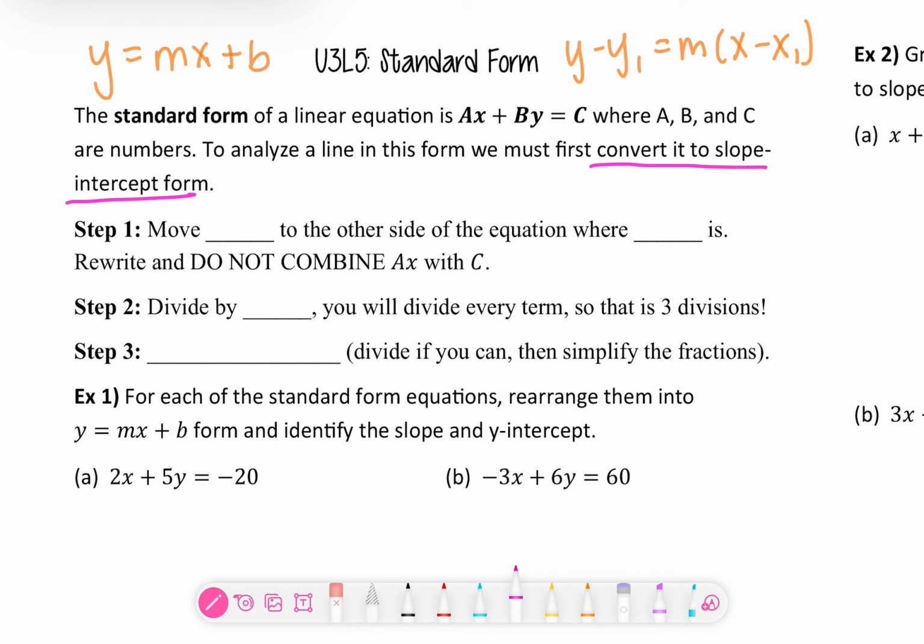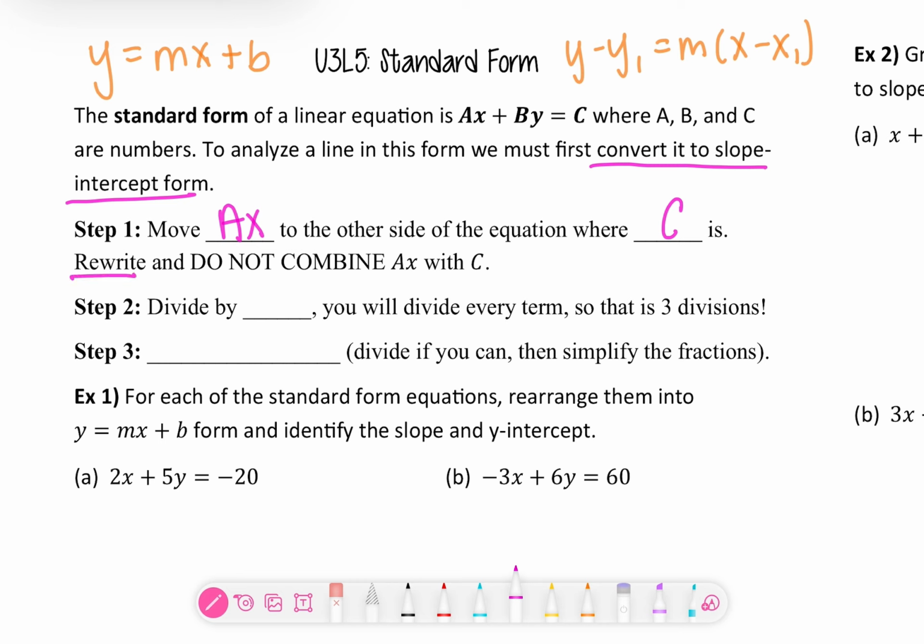So we're going to first move ax, the whole term, to the other side of the equation where c is. So if we want it to look like a useful form of a line, we're going to convert it to slope-intercept form, meaning y needs to be isolated. And to get the y isolated, we first have to move this ax term to the other side. Once we do that, we cannot combine ax and c because they are not like terms. So we just rewrite them.